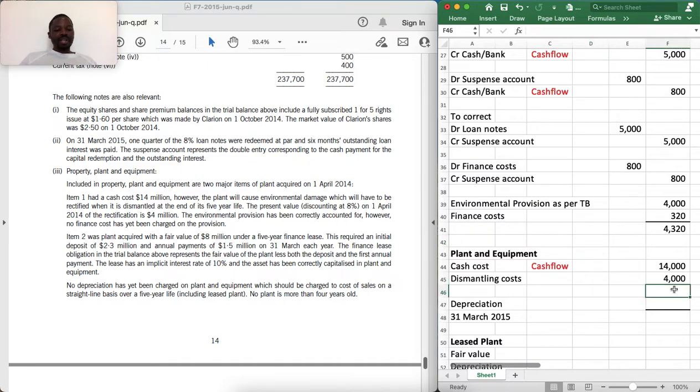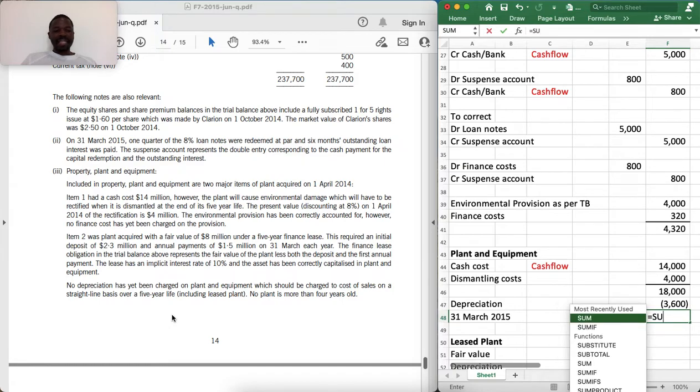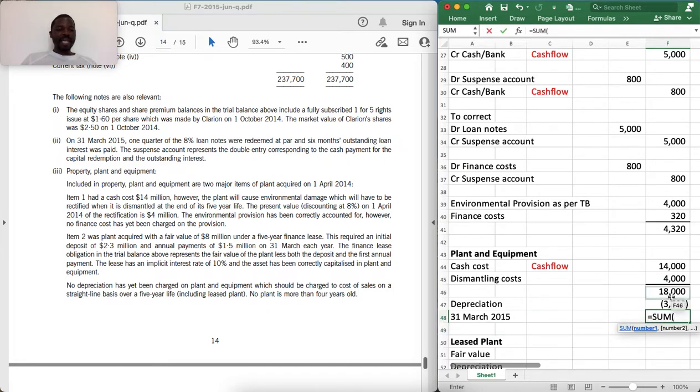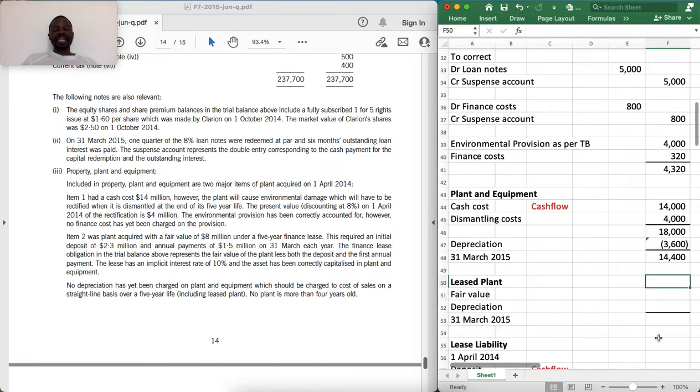Now here, our asset, the plant that was acquired, is for 18,000. Then we need to depreciate everything. We are told that depreciation is straight line over 5 years. So we depreciate like that over 5 years that acquired plant. The carrying amount of that plant is now 14,400 at the end of the year. We are done with that note.